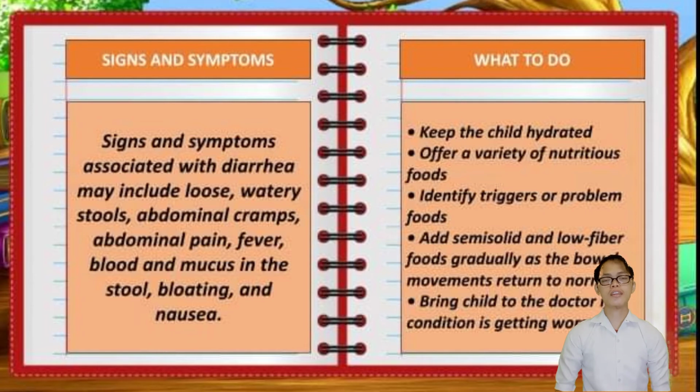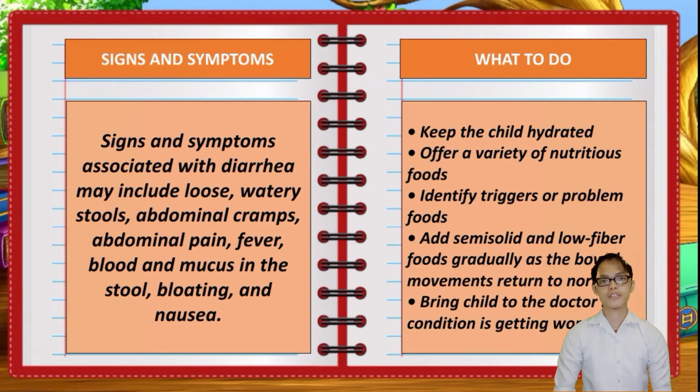What parents can do is to keep the child hydrated, offer a variety of nutritious food, identify triggers or problem foods, and add semi-solid and low-fiber food gradually as the bowel movements return to normal. Bring the child to the doctor if the condition is getting worse.